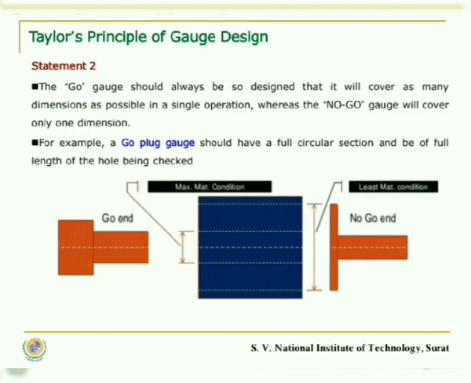Now we will discuss statement 2. Statement 2 says the go gauge should always be designed in a way that it will cover as many dimensions as possible in a single operation, whereas the no go gauge will cover only one dimension. For example, a go plug gauge, as shown in the figure, should have a full circular section and be of full length of the hole being checked.